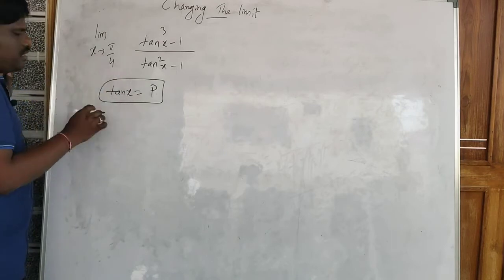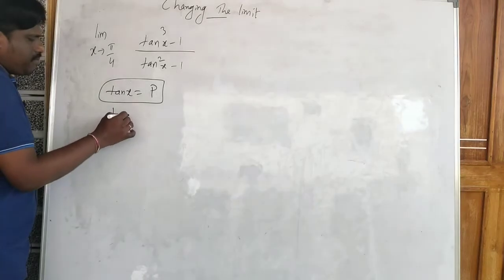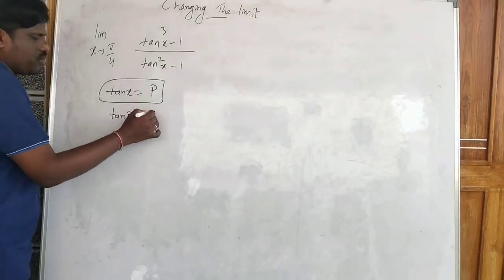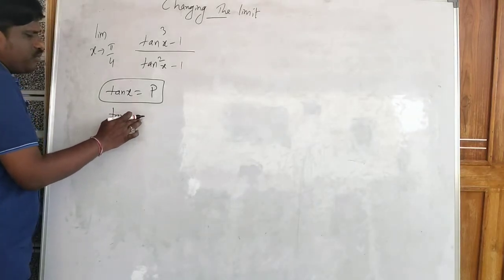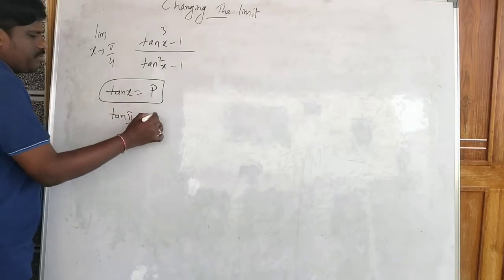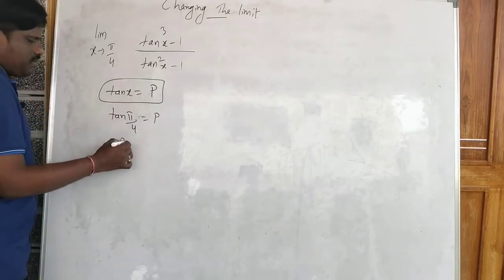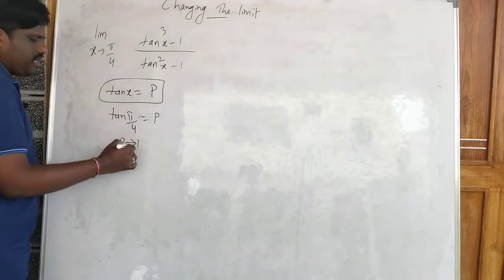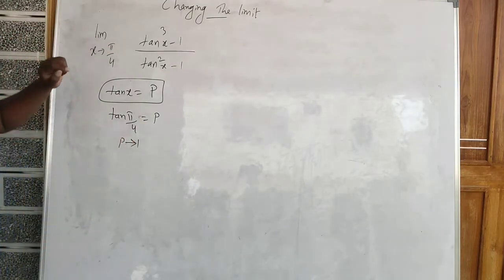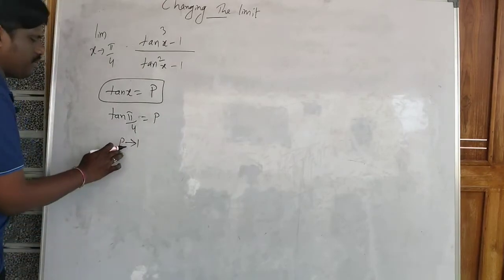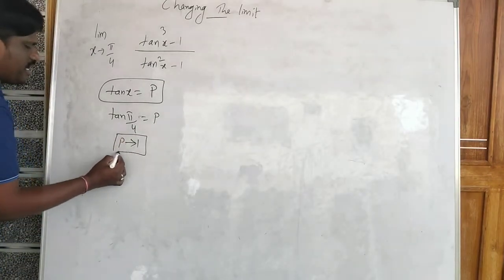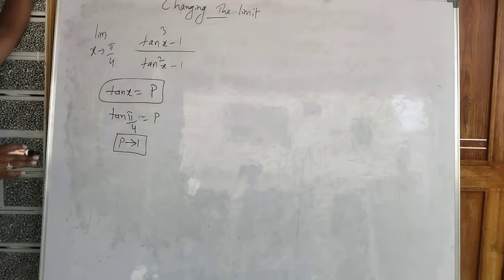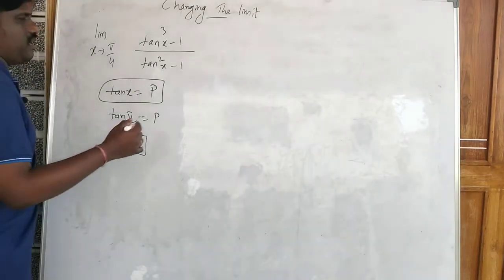Pi by 4. So tan pi by 4 is equal to p, means the p value will be equal to 1, means p will be tending to 1. p will be tending to 1 because x is tending to pi by 4, then p will be tending to tan pi by 4, whose value is 1. So this is called changing the limit, means we can do it this way also.